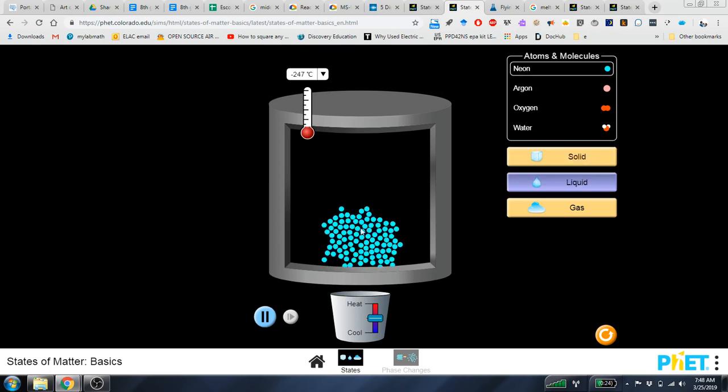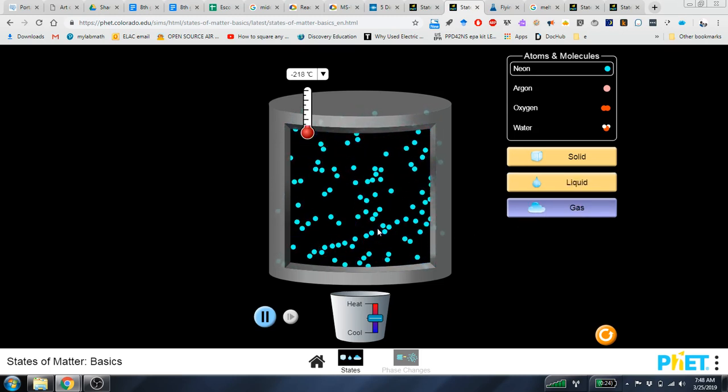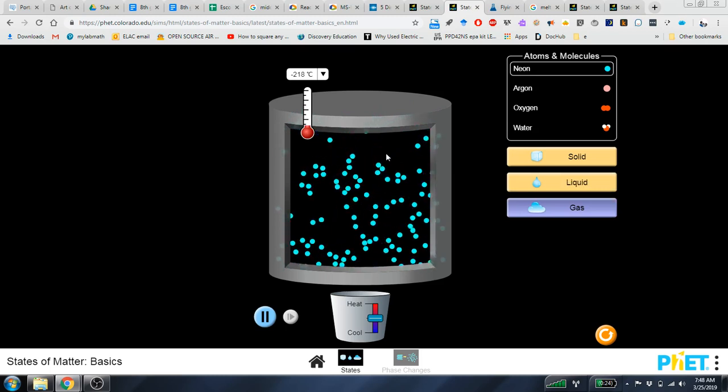The liquid, particles are touching each other, but they do not fill the whole container. And they do not have their own shape. The shape was boxy, but now it's not boxy. That's a liquid. These particles move around, they slide by each other. And in a gas, the particles do not keep their own shape and they do not keep their own volume. They fill the whole container.